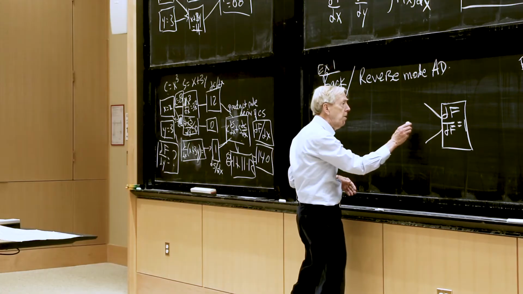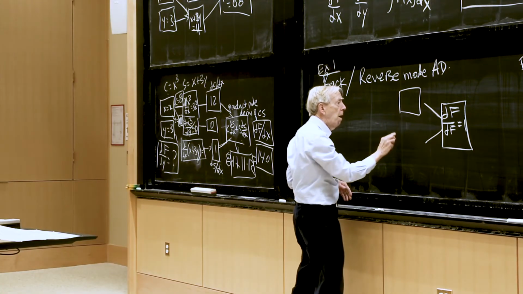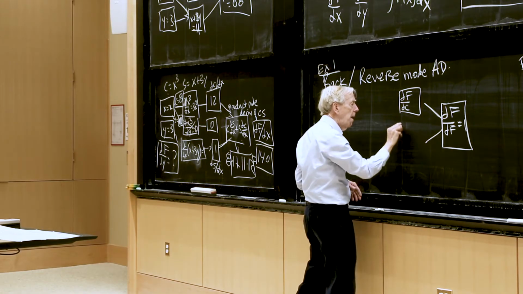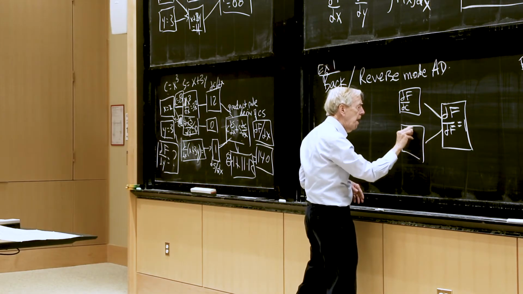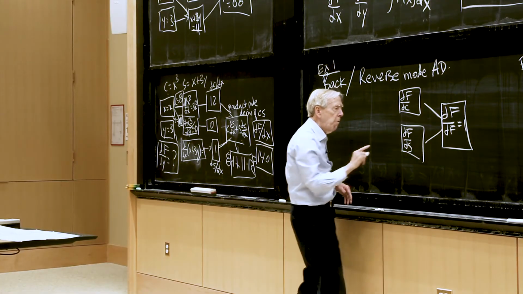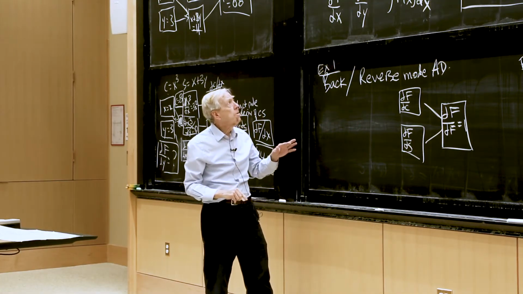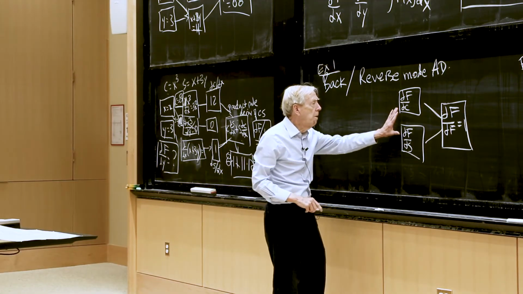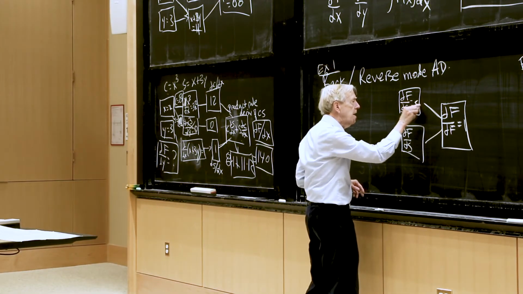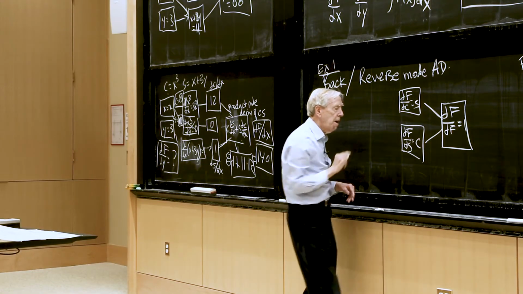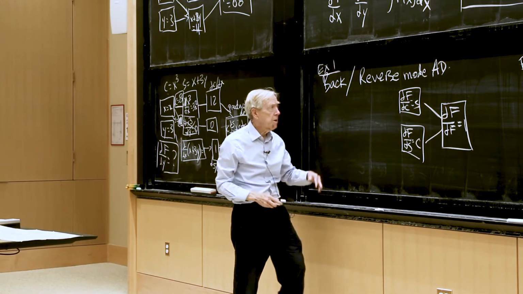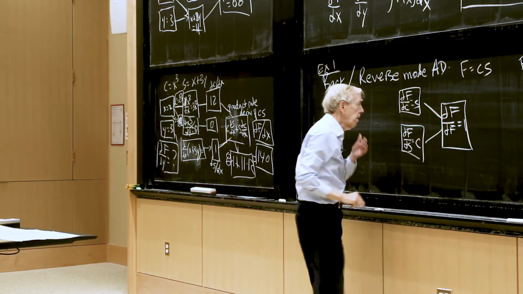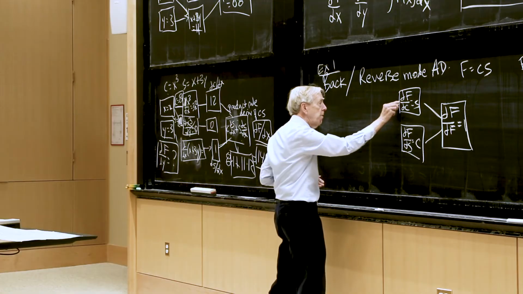Anyway, here I'm going to use df dc and df ds. So df dc is s and df ds is c. That was because f started out as c times s. It was the product. Then we've got to evaluate those.